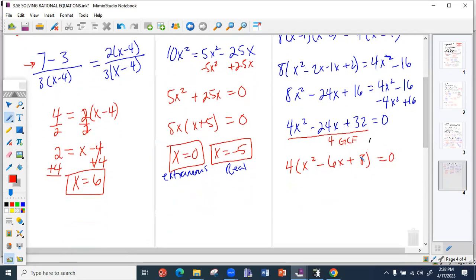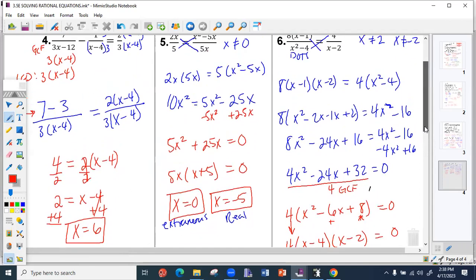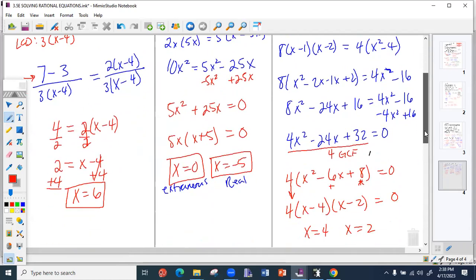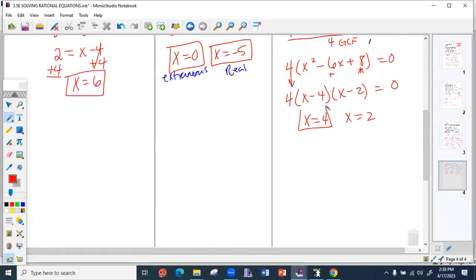So I'm asking myself what multiplies to give me 8 but adds to give me negative 6. My factors would be x minus 4 times x minus 2 equals 0, and we don't forget to bring down our GCF. So my two possible solutions are x equals 4 and x equals 2. Now, what did we say about 2's in the beginning? These are our restrictions: x cannot equal 2 and x cannot equal negative 2. Therefore, x equals 4 is our real solution and x equals 2 is an extraneous solution.